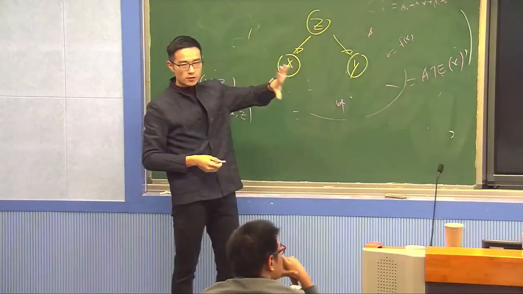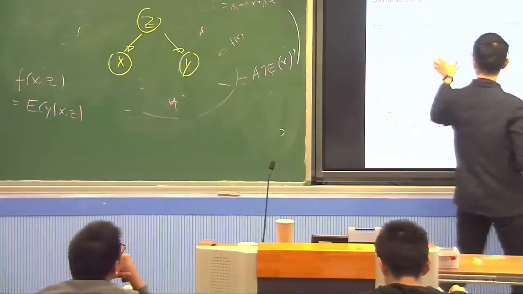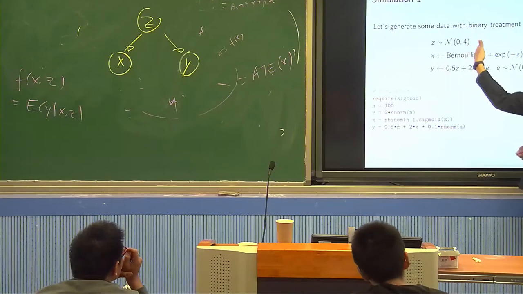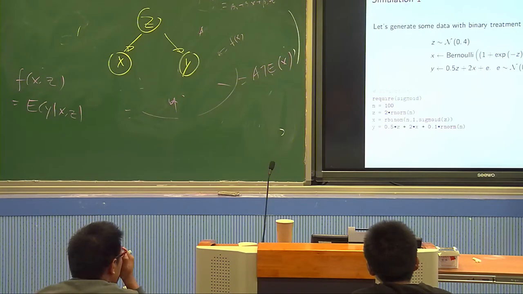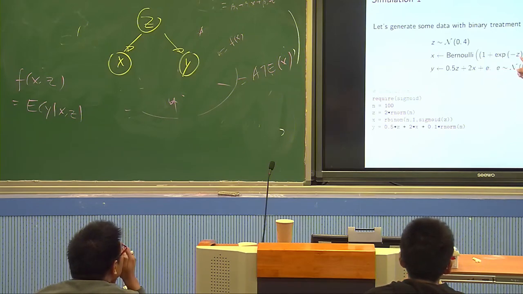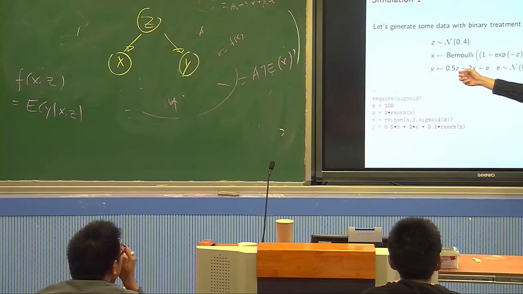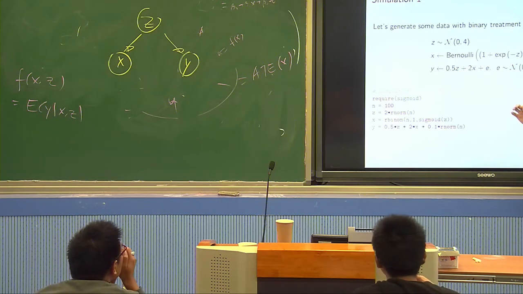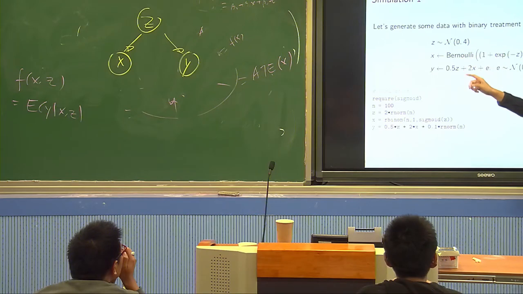Z is something that we need to control because it's a confounder. Z is just a normal random variable, normally distributed. X is a Bernoulli with probability 1 over 1 plus e to the minus Z. What is this? This is just the sigmoid function. So X is a Bernoulli random variable, 0 or 1, with probability p, which is a sigmoid of Z. So X is a function of Z, and Y is also a function of Z. Y is 0.5 Z plus 2X. So what is the causal effect of X on Y?